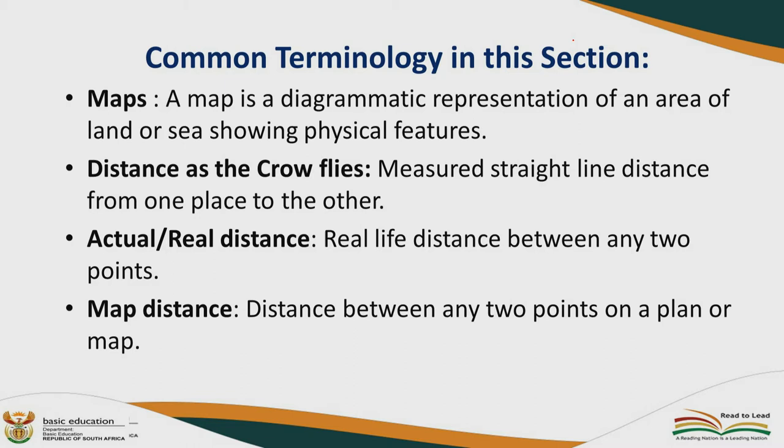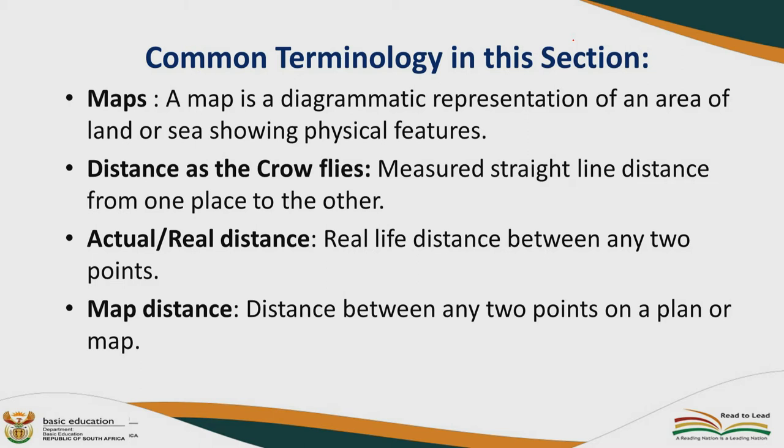And then the distance as the crow flies. This one we normally see in the exams, when the examiner says, calculate the actual distance as the crow flies. What does that mean? That means the measured straight line distance from one place to the other. You measure that distance on a straight line. That is what is meant by the distance as the crow flies.